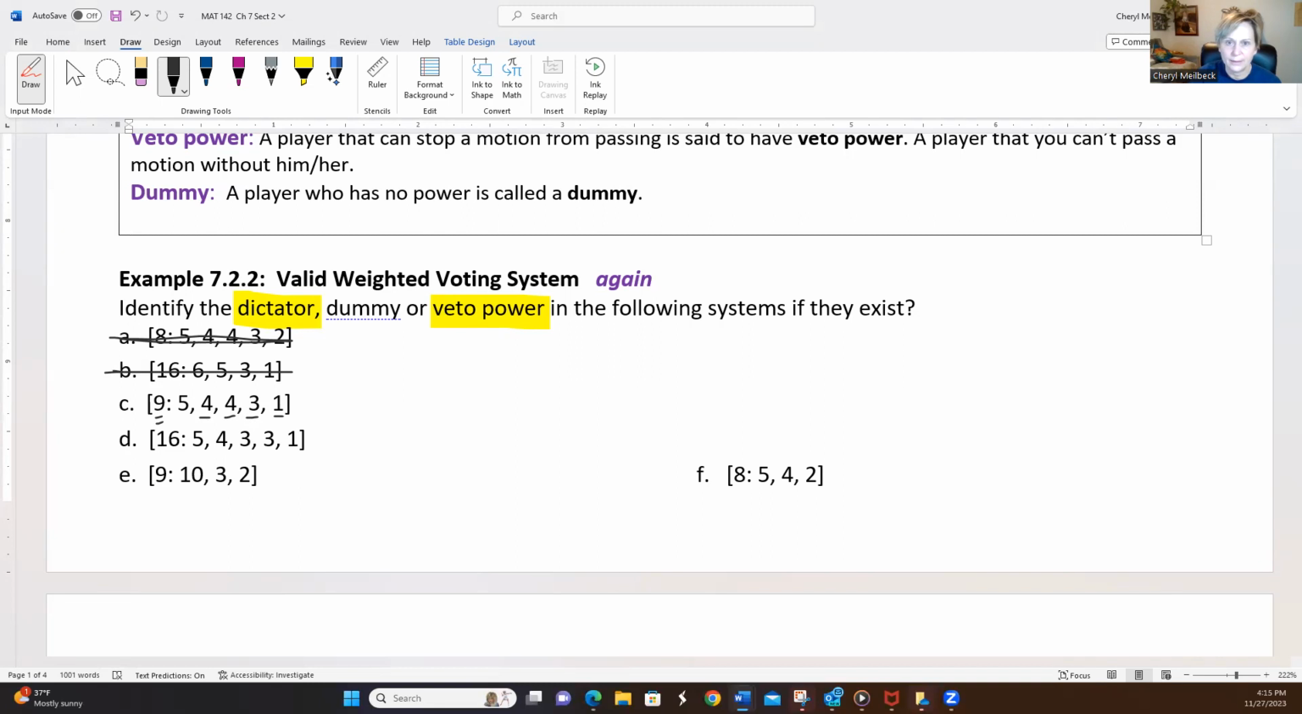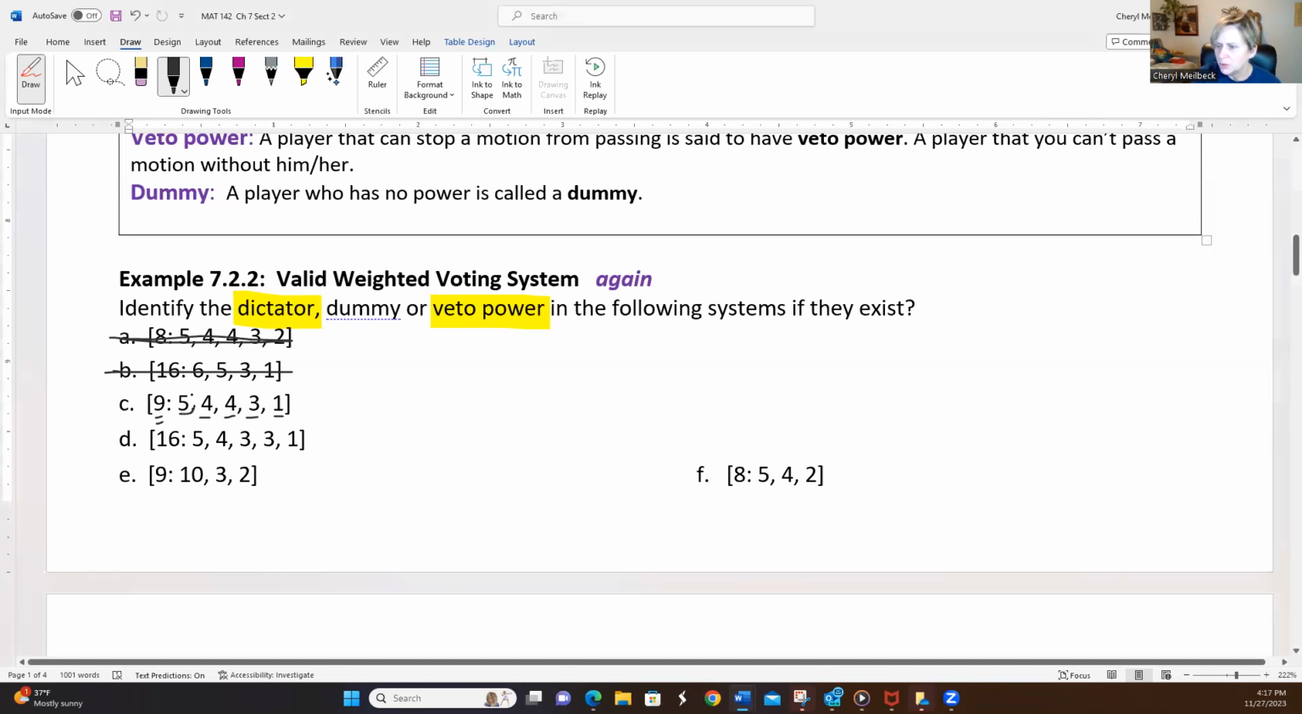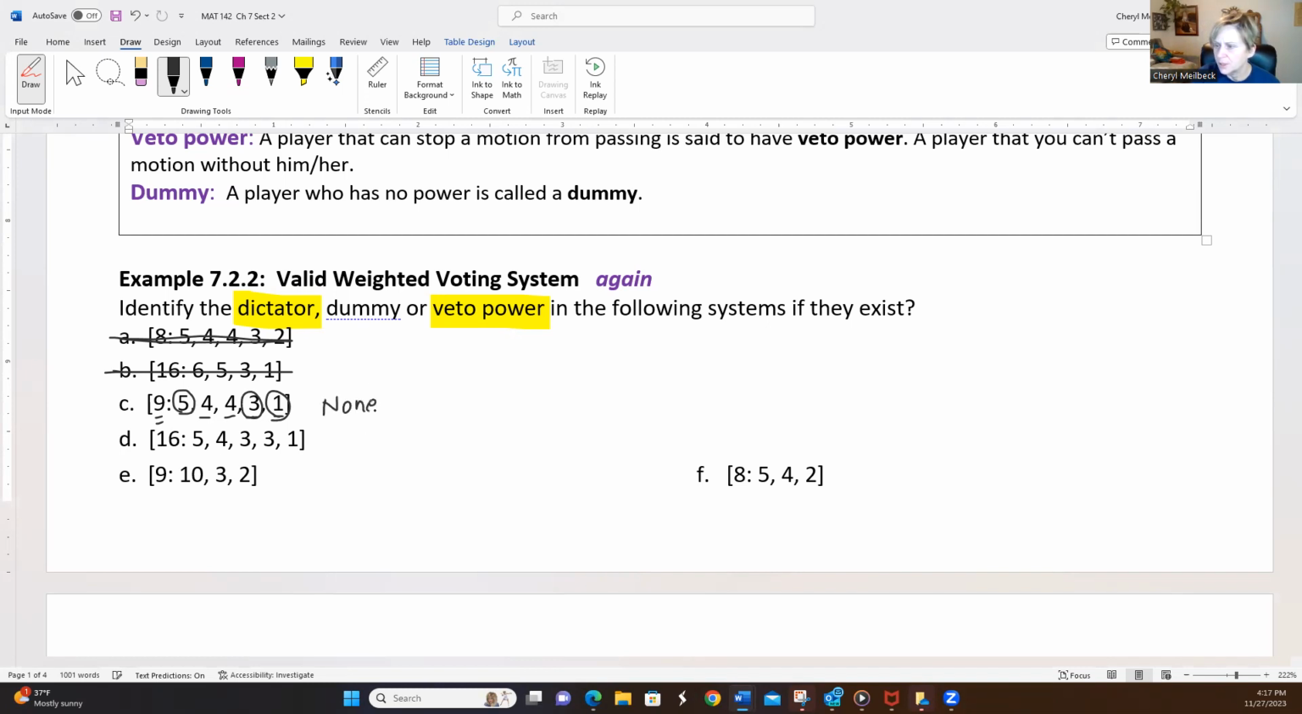Let's look at the dummy. We look at part C. There isn't a dummy here because you could do player 5 plus player 3 plus player 1, and player 1 would be critical to pass the motion. So there is no dummy. So this voting system has none of the special types of players.